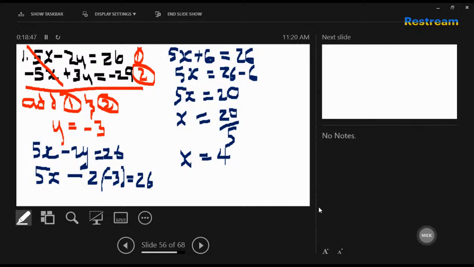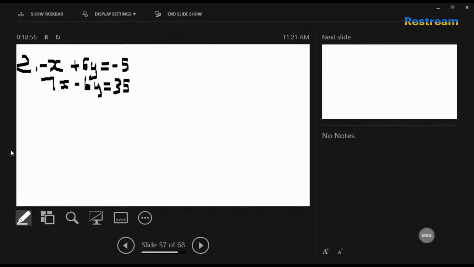So we're actually doing 6 problems for this session. Let's go on to problem number 2. And as usual, I'm going to be numbering my equation. So -x plus 6y is equal to -5. That's equation 1. And 7x minus 6y is equal to 35. That's equation 2.